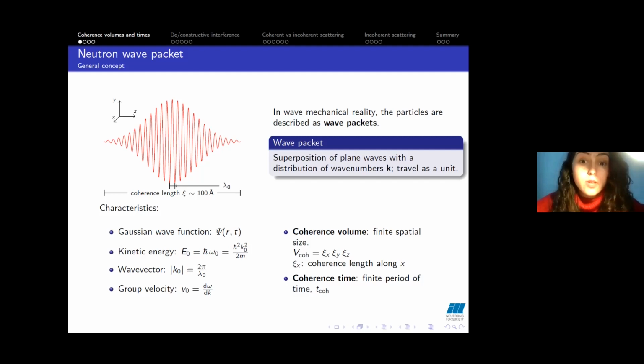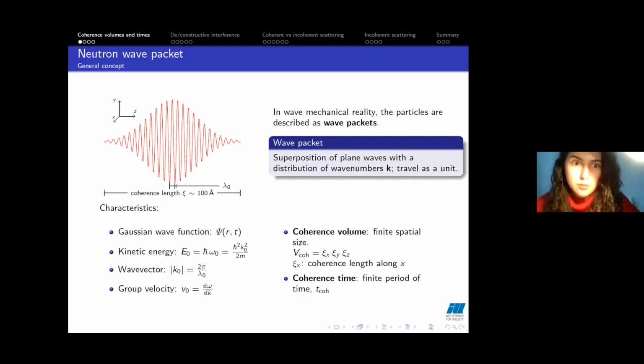And also the coherence time. So as we have described this wave packet, it lives for a finite period of time, and this time is what is called the coherence time. So why are these two things so important?